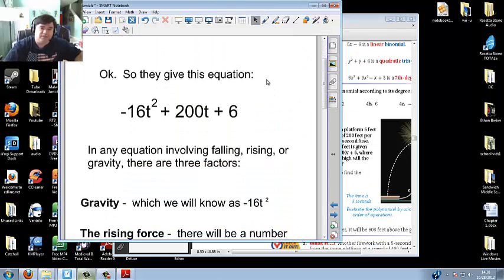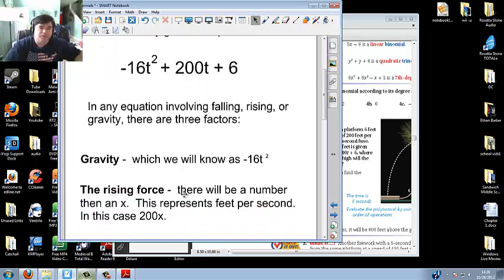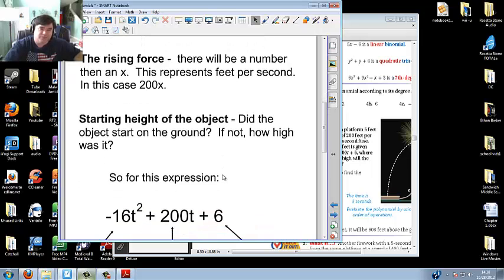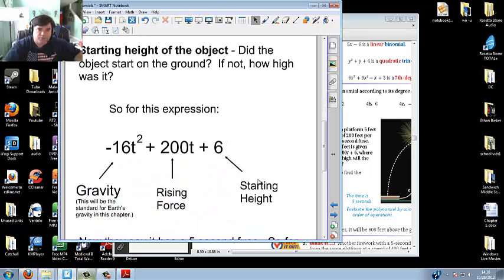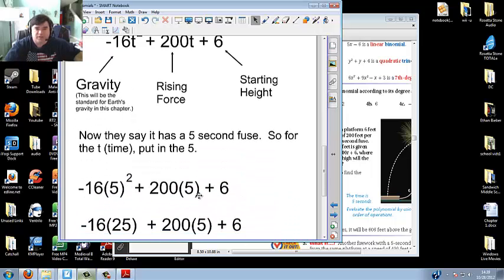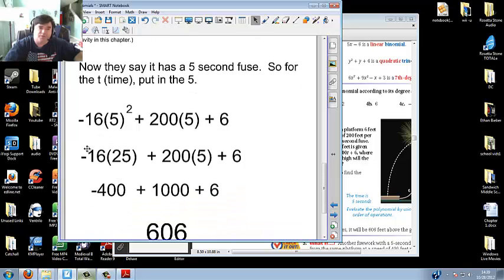So we'll take a look here, and I'll explain this. Gravity, -16t². Rising force, which is how many feet per second it's going up, is 200t. Starting height of the object, we're talking about the platform, which is 6 foot. So that's what you have for all those. And say it's a 5-second fuse. I'll drop the 5 in here and here, as we discussed. So remember, 5 squared goes first, not 16 times 5. No, 5 times 5, because the square goes first. Make that -400, so the Earth's gravity pull over 5 seconds will be -400 feet, but the rocket's thrust will put it at 1,000.